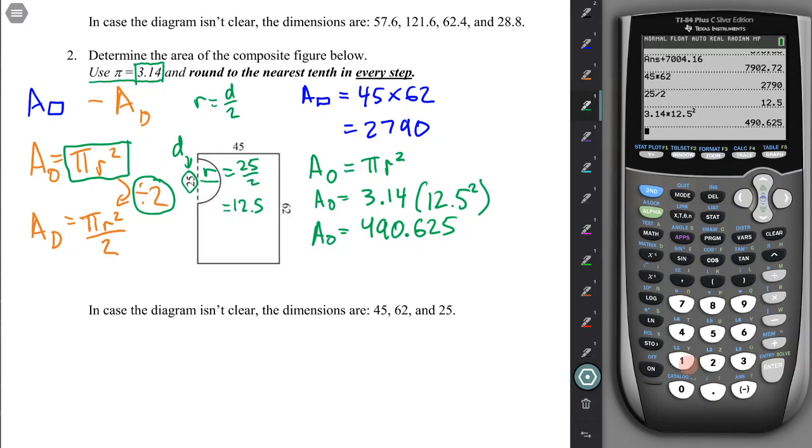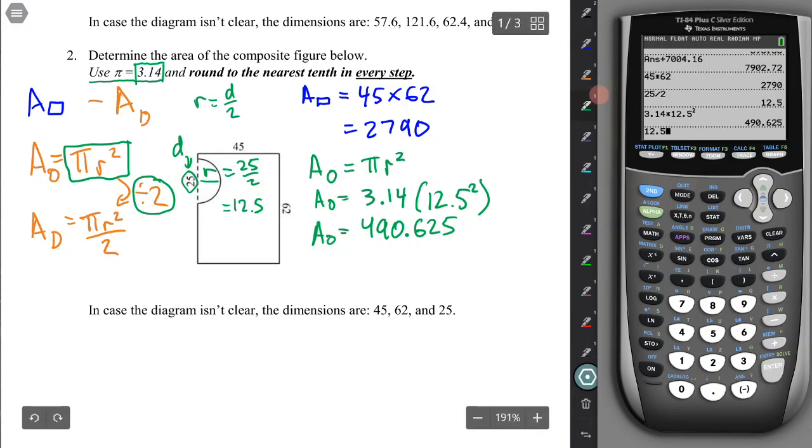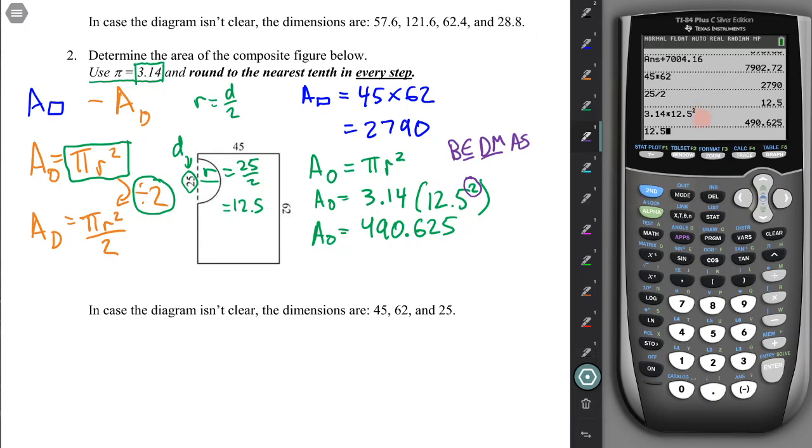So what you can do, if you've got a more basic calculator, you need to make sure you're doing order of operations correctly. Order of operations says you need to do your exponents before you do your division and multiplication. So it's really important that you do the squaring first. On the TI calculator, the fancy calculator, it will do order of operations for you. So the calculator knows to do the squared before it does the multiplication.